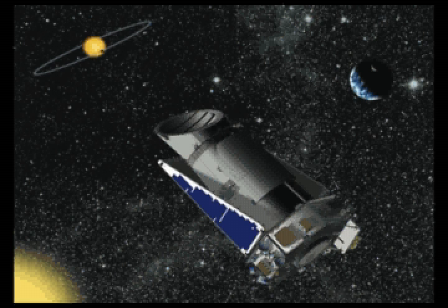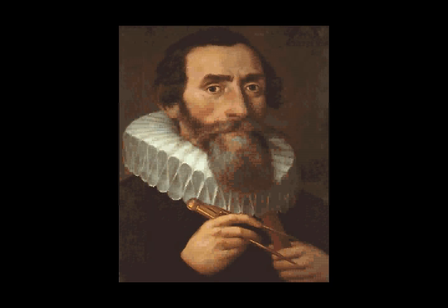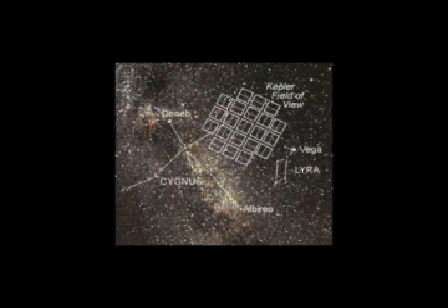NASA recently launched the Kepler Mission, a large space telescope with the main purpose of finding new planets. Johann Kepler, the scientist who the mission is named after, created his laws of motion, which includes that planets move in an ellipse with the sun at one focus. Kepler's laws of motion led to the basic idea of this mission.